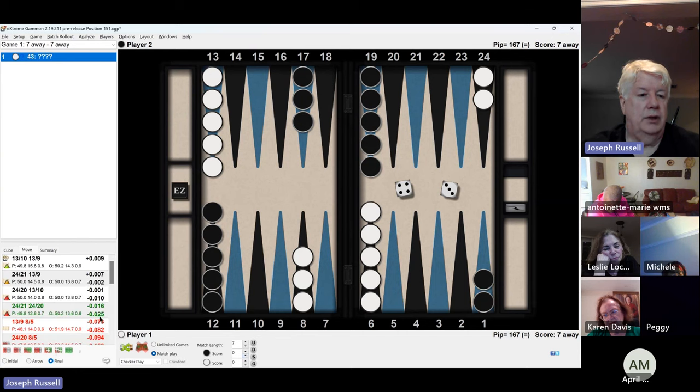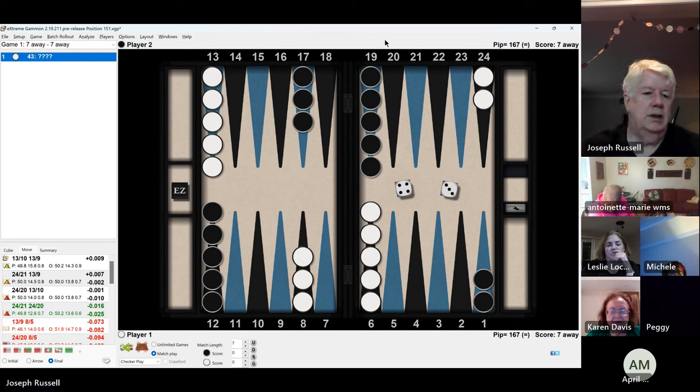If we look at this, 13-10, 13-9 is 0.002 better than 24-21, 13-9. This is a 0-0 score. And it's 0.01. It's five times more right than 24-20-13-10. As I mentioned earlier, 24-20-13-10 used to be the preferred opening 40 years ago. Some of those people that you play, maybe they're still playing from 40 years ago.